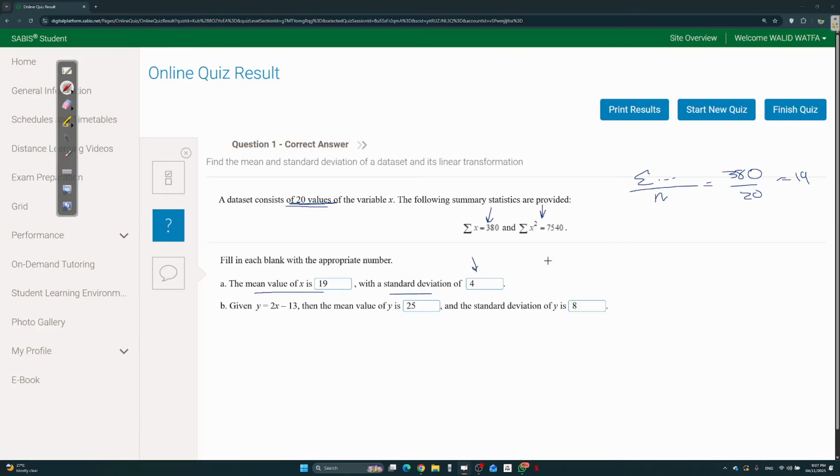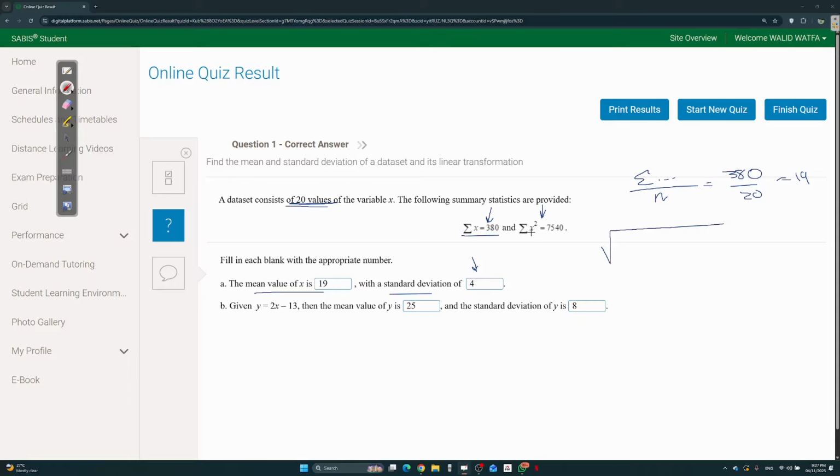The standard deviation is calculated by the square root of, usually, when you have a data set, the sum of (x minus the mean) squared over n. Now, since we don't have the mean, and we don't have what each x represents, we only have the sums, you're forced to do it a different way. And that way is using this formula.